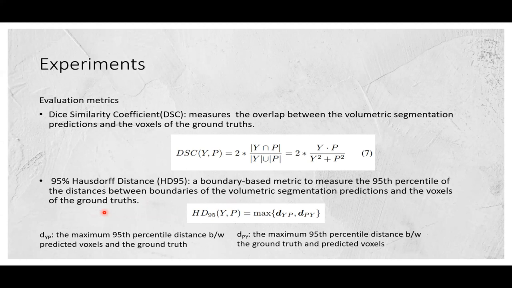That is calculated by taking the max of two different distances. One is the d(Y,P), that is the maximum 95th percentile distance between predicted voxels and the ground truths, and the d(P,Y), that is the maximum 95th percentile distance between the ground truths and the predicted voxels.